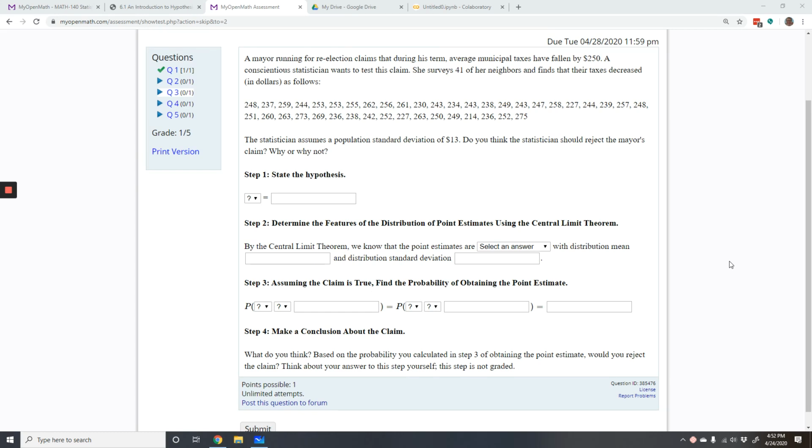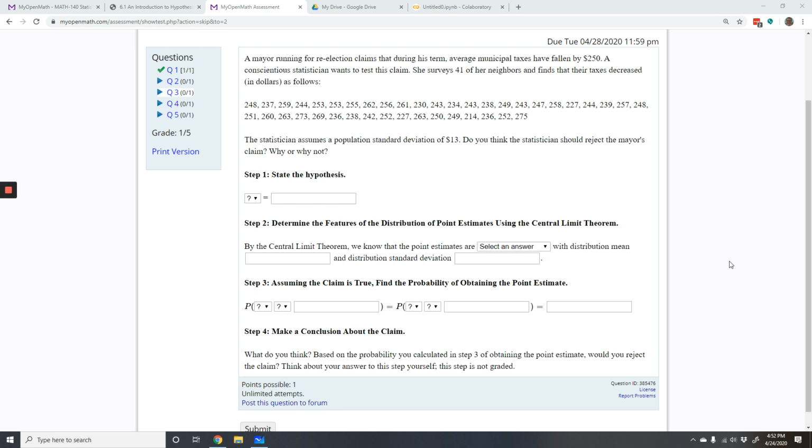A mayor running for re-election claims that during his term, average municipal taxes have fallen by $250. A conscientious statistician wants to test this claim. She surveys 41 of her neighbors and finds that their taxes decreased in dollars as follows. And then we have the data. The statistician assumes a population standard deviation of $13. Do you think the statistician should reject the mayor's claim?